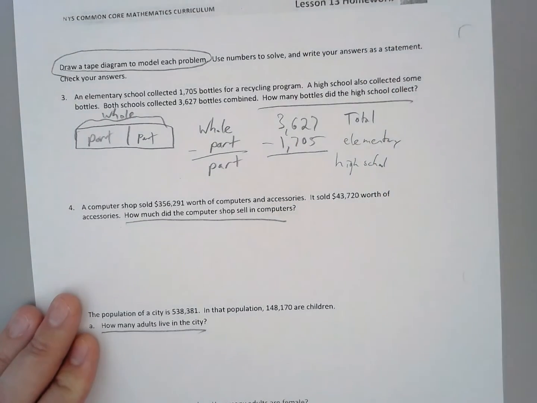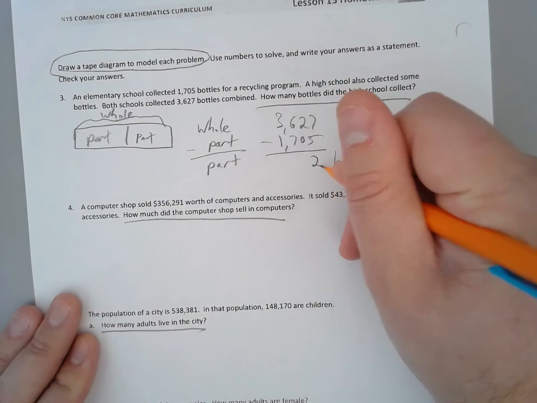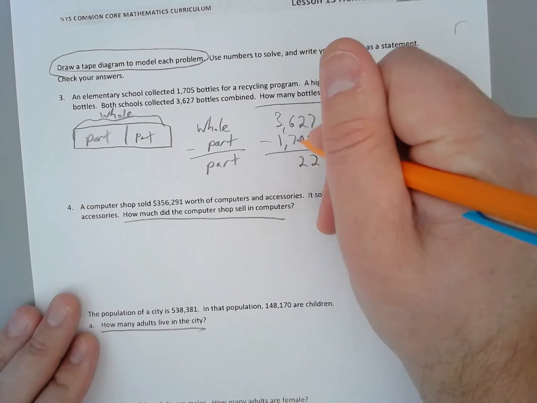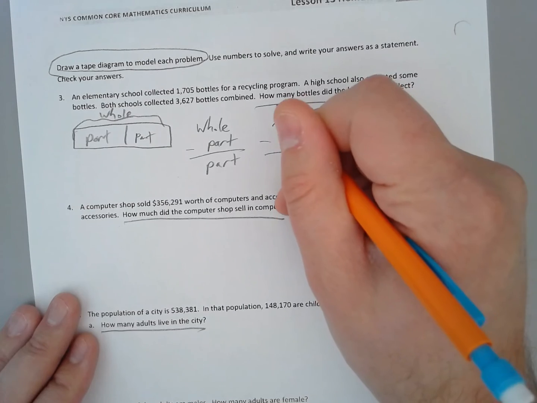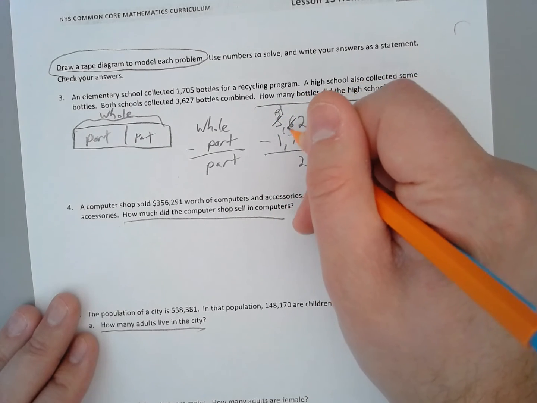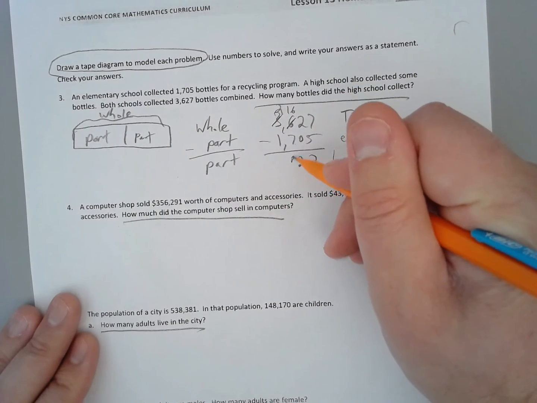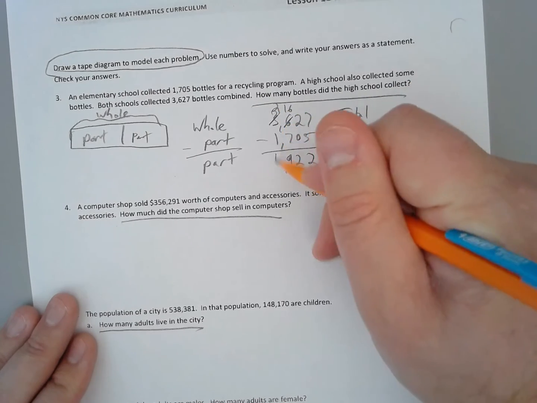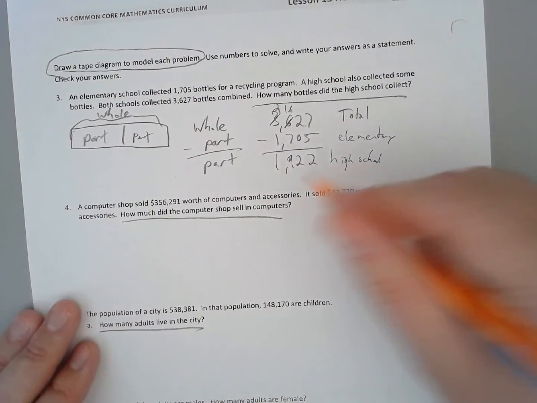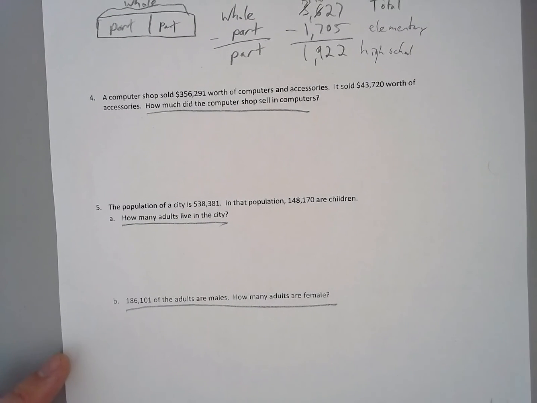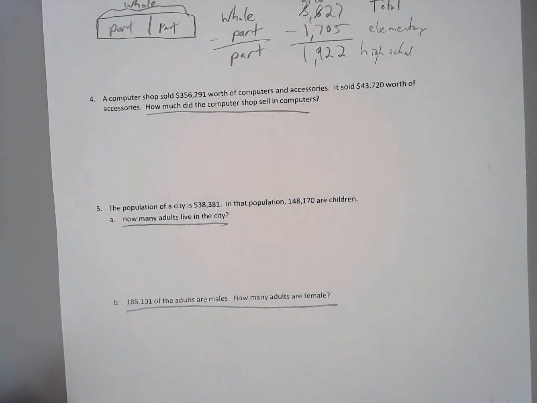That's the total. And then 7 minus 5 is 2. 2 minus 0 is 2. We can't take 7 from 6, so we need to borrow from the 1,000, so that becomes a 2. We're taking 10. That's 16. 16 minus 7 is 9. And then 2 minus 1 is 1. So the high school collected 1,922 bottles. Same thing to do with these, just word problems. Figure out what they want and use the clues. That's Module 1, Lesson 13.